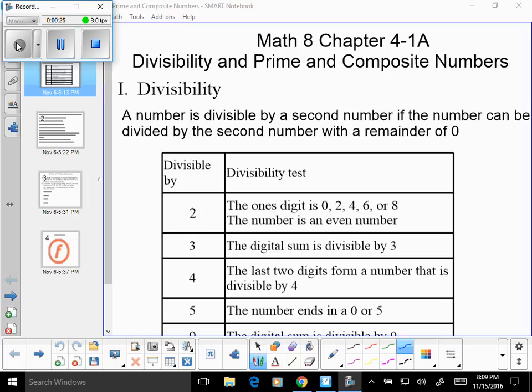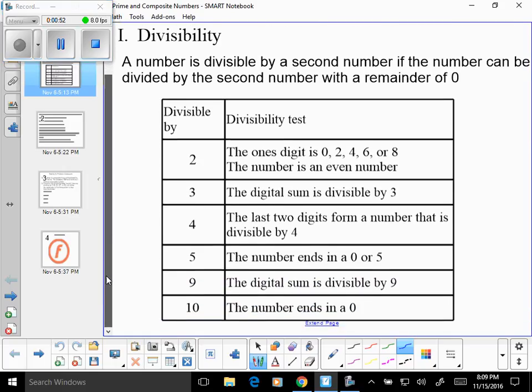If you recall from divisibility, you have divisibility rules. And according to the definition, a number is divisible by a second number if the number can be divided by the second number with a remainder of 0. In other words, let's say that we have a number. We're going to find out, can 2 go in there evenly, can 3 go in there evenly, etc. The tests for 2, 3, 4, 5, 9, and 10 are listed in the table. You've had these tests before.